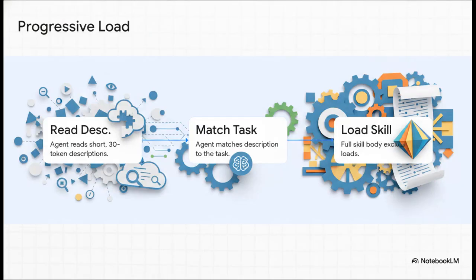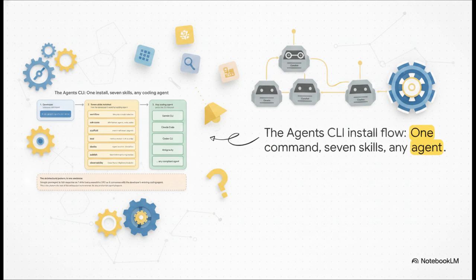Through progressive disclosure. This three-step lifecycle ensures your active context remains tiny while your available capability becomes, well, effectively unbounded. First, the agent only reads tiny 30-token descriptions of available skills at the start. Second, it matches that description to the user's current task. And third, actually only then does it load the full skill instructions into its context window. It's just incredibly efficient.